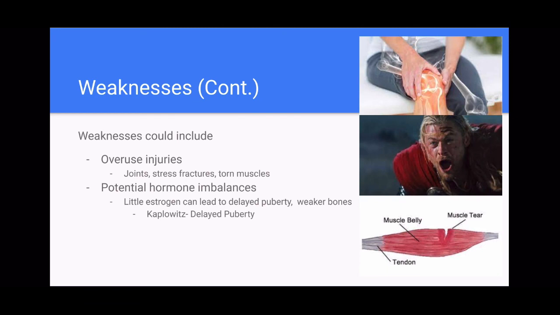And Kaplowitz article, Delayed Puberty, which I cited in the resources, talks about this, saying that low estrogen can lead to a later puberty. But we can assume that with Thor, based on how old he is and how developed he is, that was not necessarily a problem for him. But it is uncertain whether or not he has weak bones.